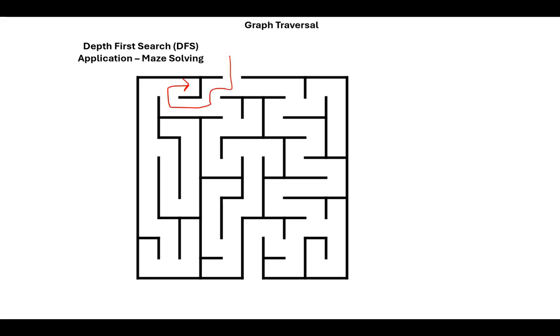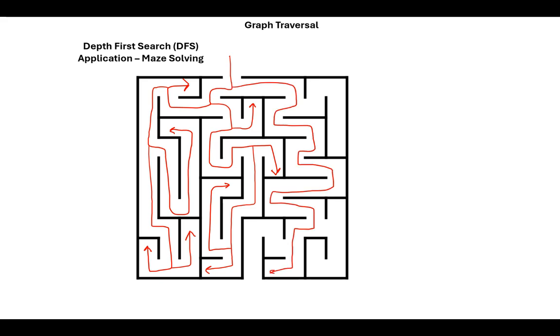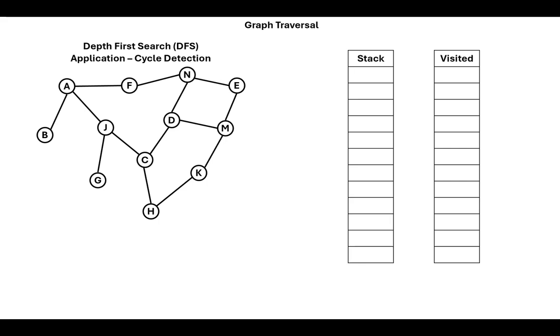A classic use of depth-first search is maze solving. We want to find a complete path quickly rather than investigating all possible paths. We can also use depth-first search to detect cycles.